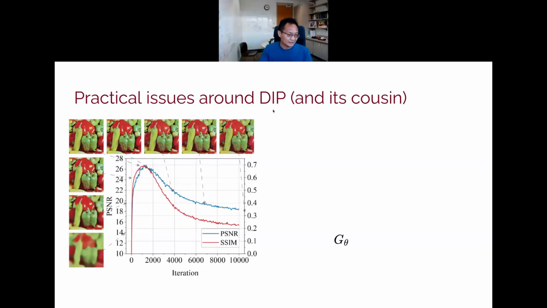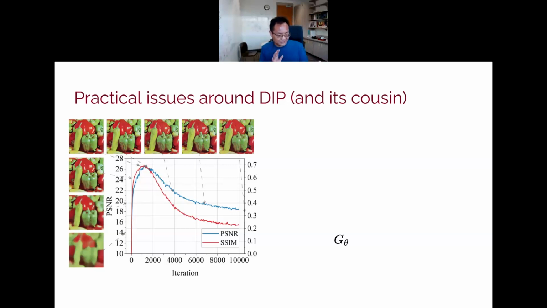If you run this kind of idea, either DIP or the neural implicit representation, you typically see these kinds of curves if you measure the quality of the reconstruction in any way. This one is a simple example for denoising, where we have a noisy image and we try to reconstruct a clean image. If you start to run the DIP idea, you observe that initially you get sharper and sharper images, but up to a certain point, the image quality starts to degrade, and you start to see the effect of noise coming in. This is what I mean by overfitting.